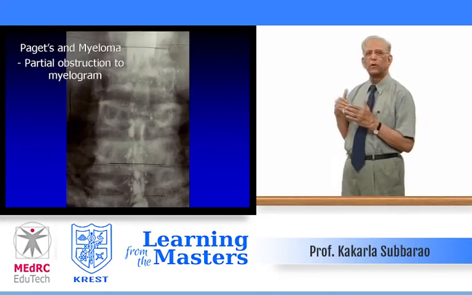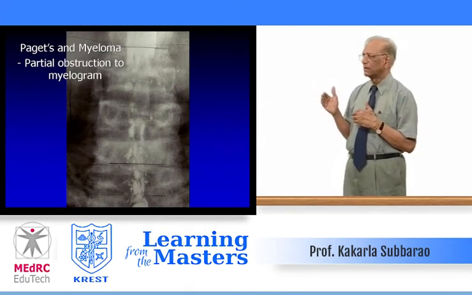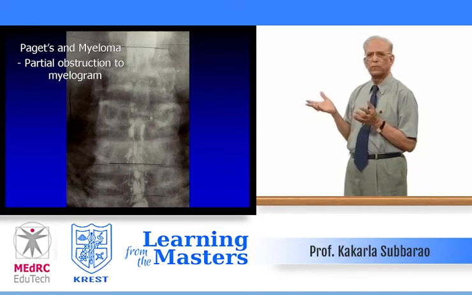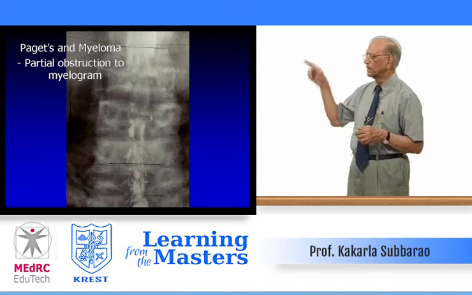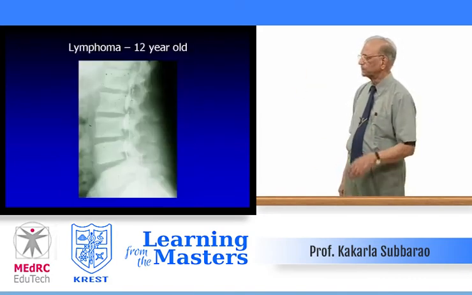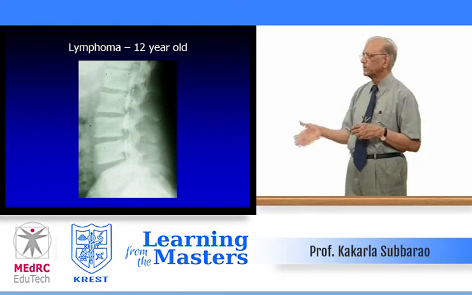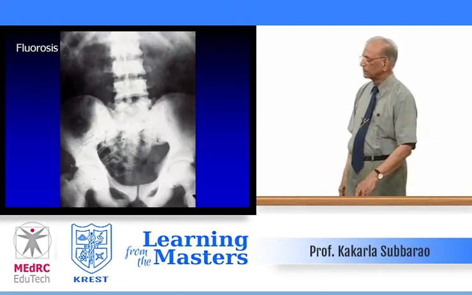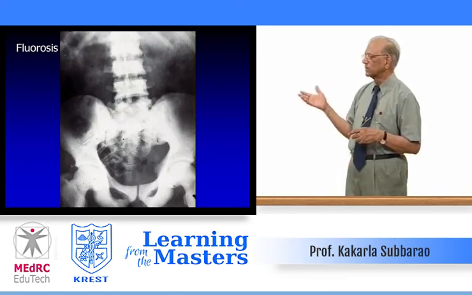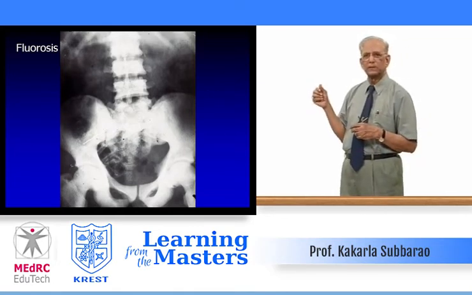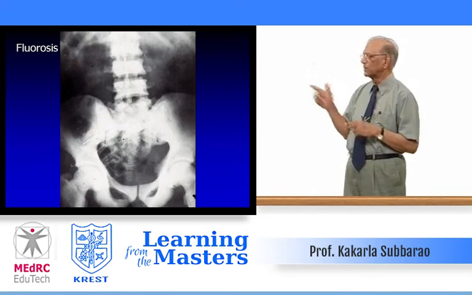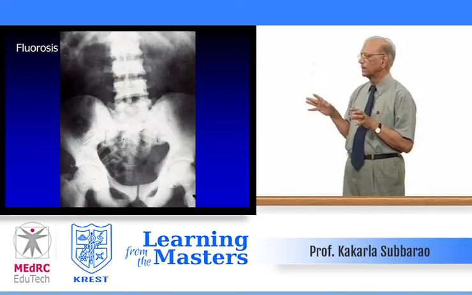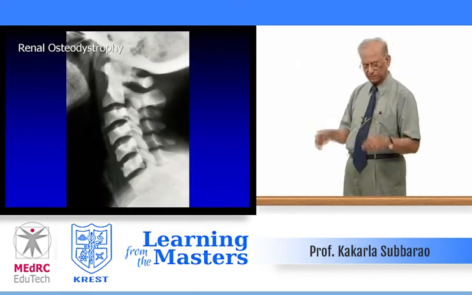Paget's and myeloma can coexist. One doesn't really cause the other. They just coexist because both occur in the age group of 40 and above. And then there is partial obstruction to the myelogram. Lymphoma in a young patient, diffuse involvement in Hodgkin's or non-Hodgkin's. Fluorosis, classical for the calcification of the ischiospinous ligaments, and the vertebrae are not really larger, although they are denser, with diffuse, bilateral, symmetrical involvement.